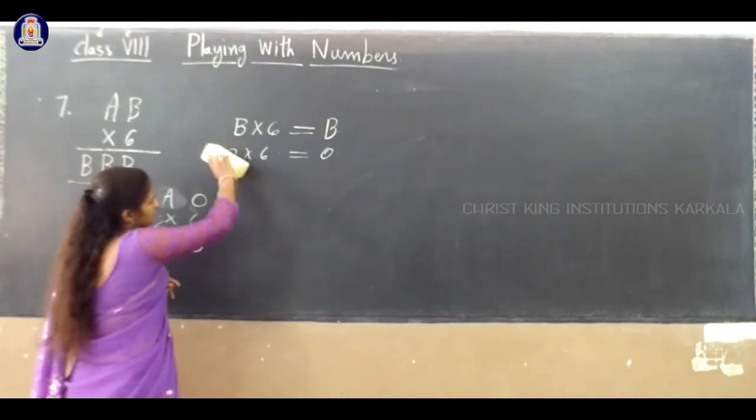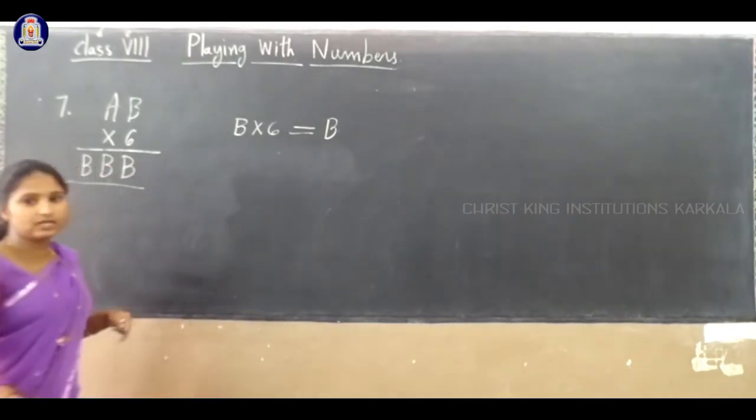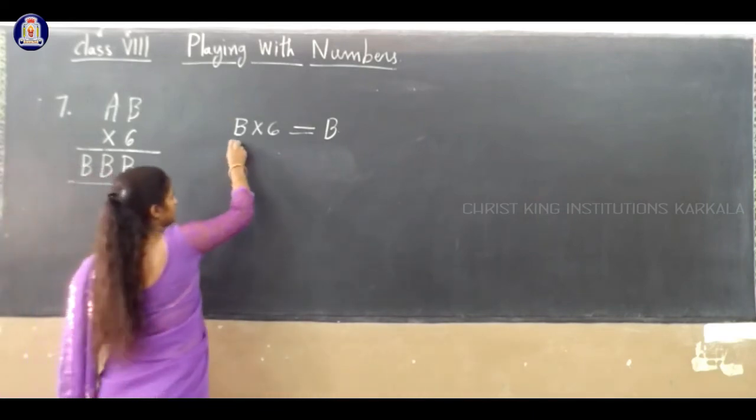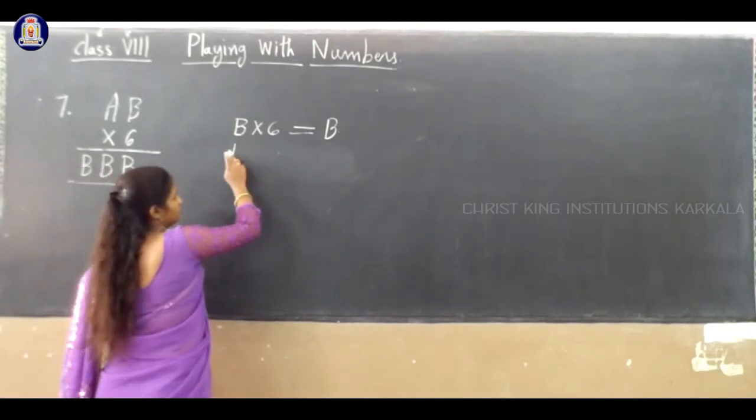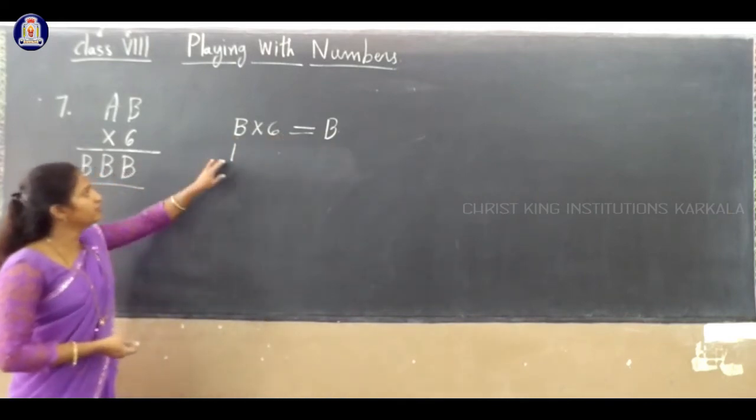Next you can consider B is equal to 1. If you consider B is equal to 1, what happens? You can check. This is not possible. Why? Because 1 into 6 will get 6. Here we got B value is 1.